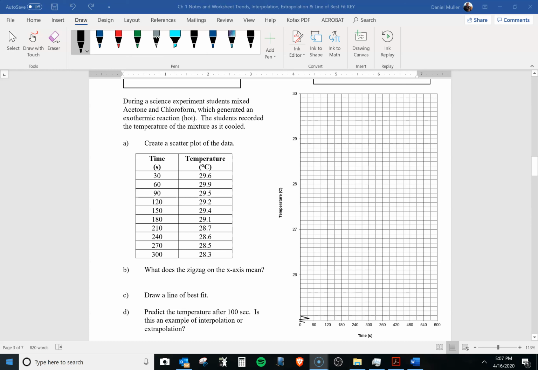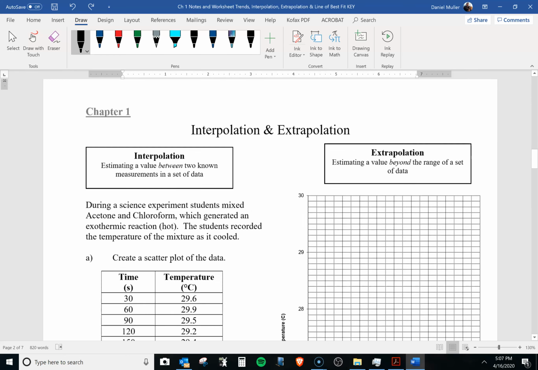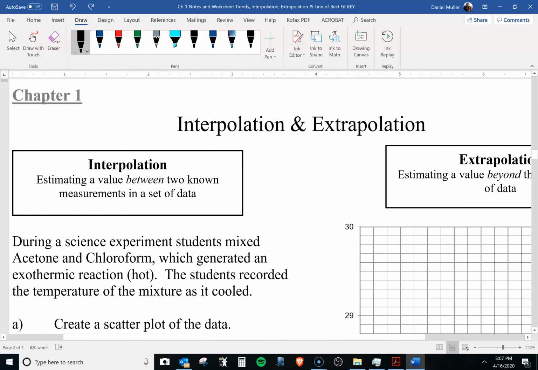So now that we know about lines of best fit, we're going to mix that with graphing that we did in the previous chapter. So we'll graph, we'll have to maybe answer some questions, but then we'll also now fit a line of best fit to those data points. So this is called interpolation and extrapolation, and we'll see that in a minute.